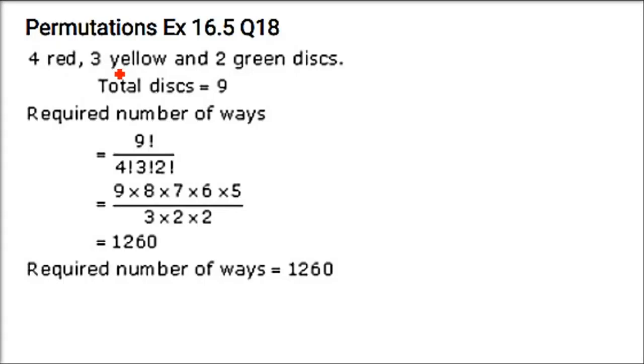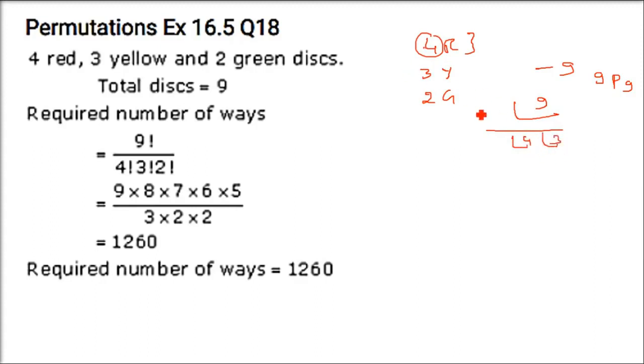In how many ways can 4 red, 3 yellow, 2 green discs be arranged in a row if the discs of the same color are indistinguishable? So red is 4 times, yellow is 3 times, green is 2 times. So total is 4 plus 3 plus 2, 9 discs. Total is 9P9, arranging taking all at a time. Now red is 4, yellow is 3, green is 2, indistinguishable, so divide by factorial 4, factorial 3, factorial 2. If you solve it, it is going to come as 1260.